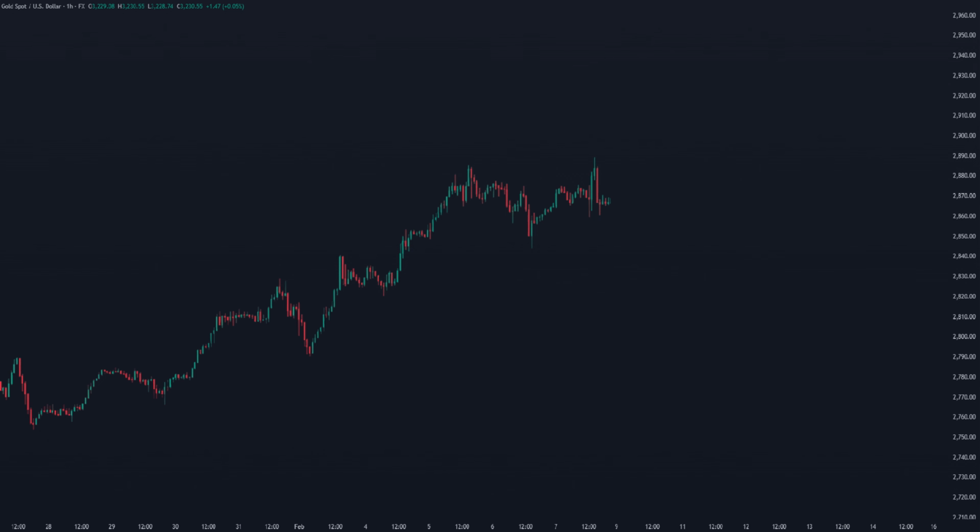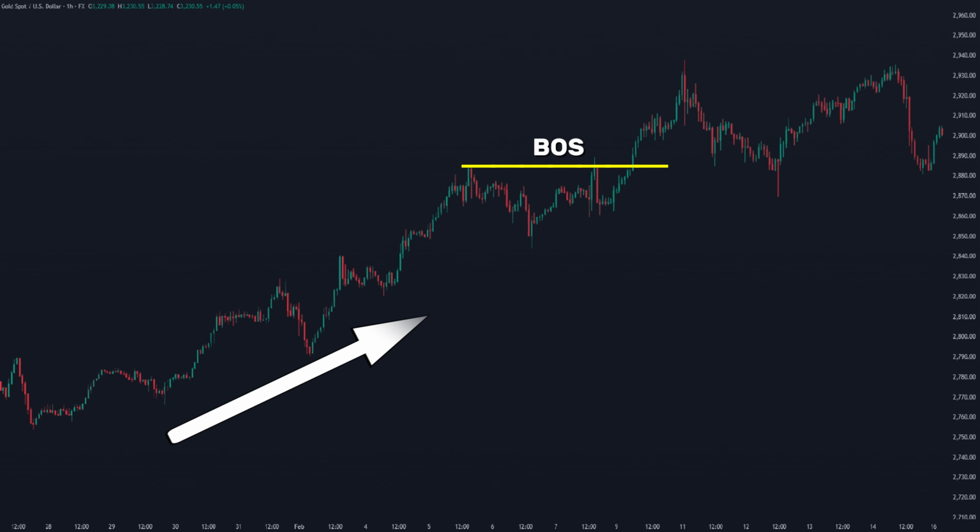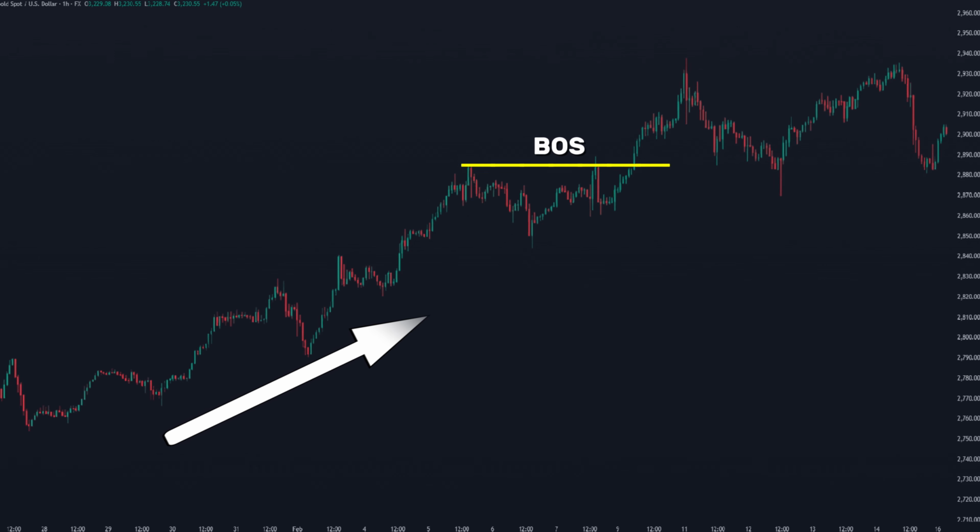Therefore, if the price breaks a high without obvious liquidity sitting right there and it aligns with the higher time frame uptrend, it's more likely a genuine BOS signaling a trend continuation to the upside. So, liquidity isn't just random noise, it's the market's fuel.